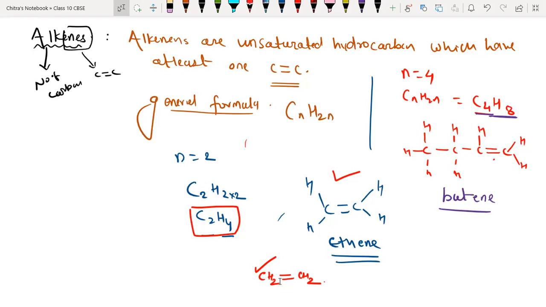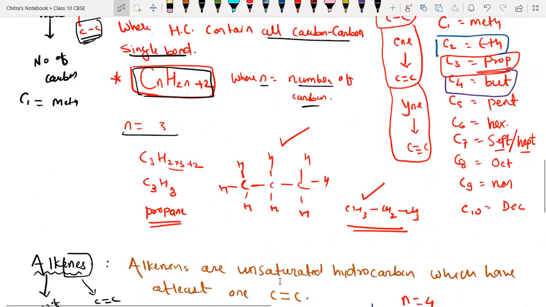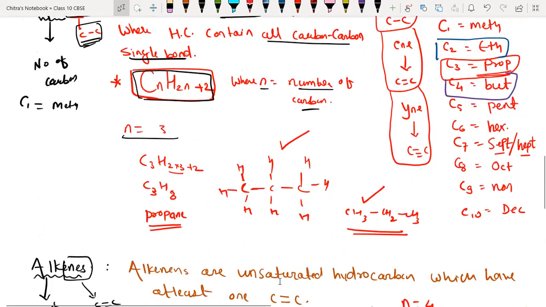For memorizing all of this, we should revise the carbon table again and again. See, here you just have to remember the numbers from 1 to 10: meth, eth, prop, but, pent, hex, hept, oct, non and dec.